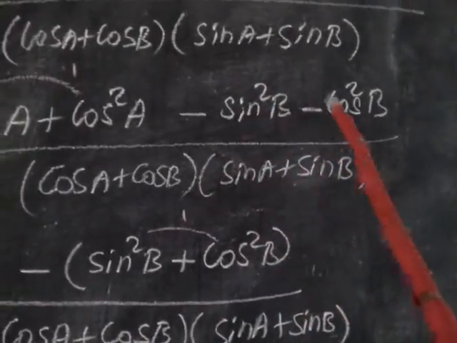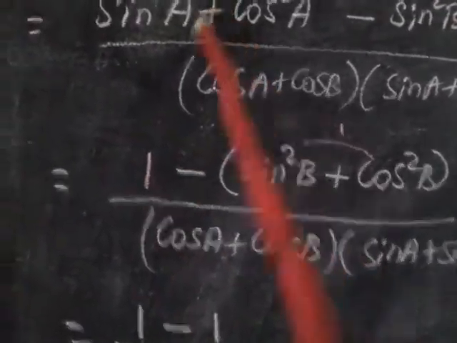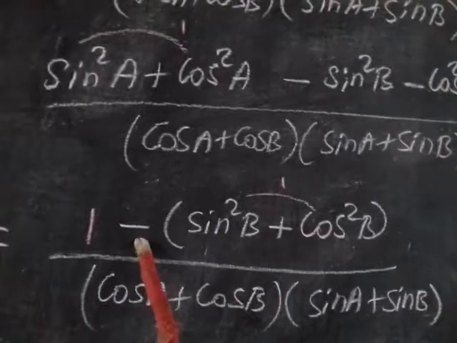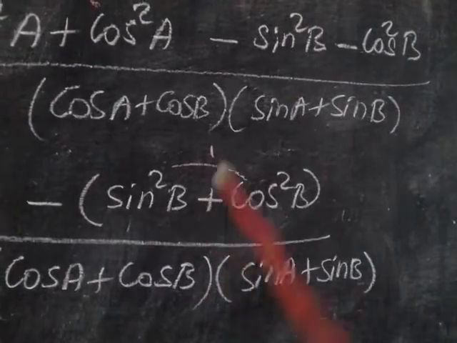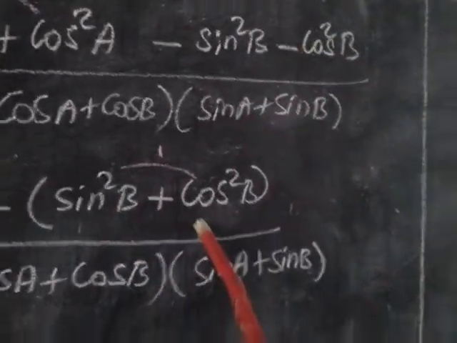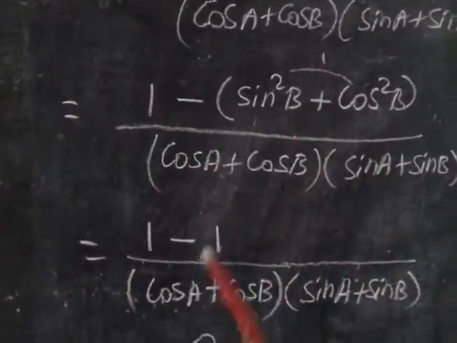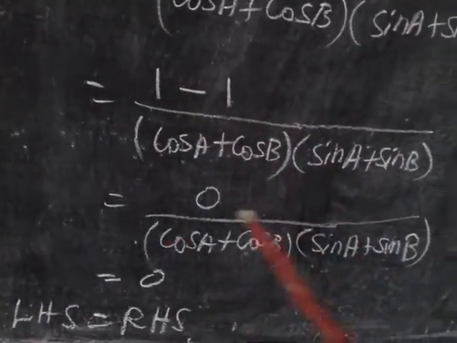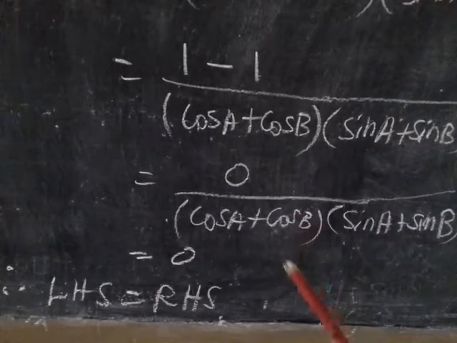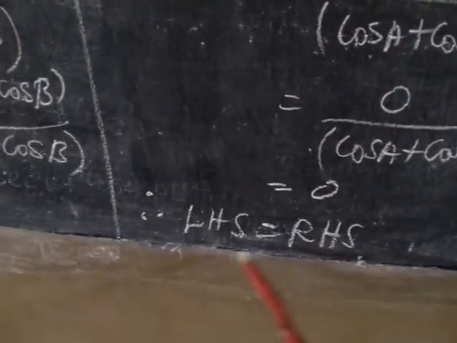Both terms are minus, so take the minus common outside the bracket. Inside, sin squared plus cos squared is one of the identities, with value 1. So 1 minus 1, divided by the same denominator. 1 minus 1 is 0, and 0 divided by anything is 0. Therefore, left hand side equals right hand side. Hence it is proved. So, seventh question.